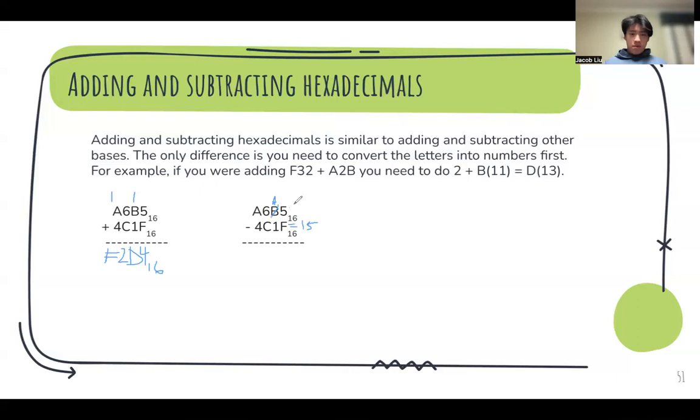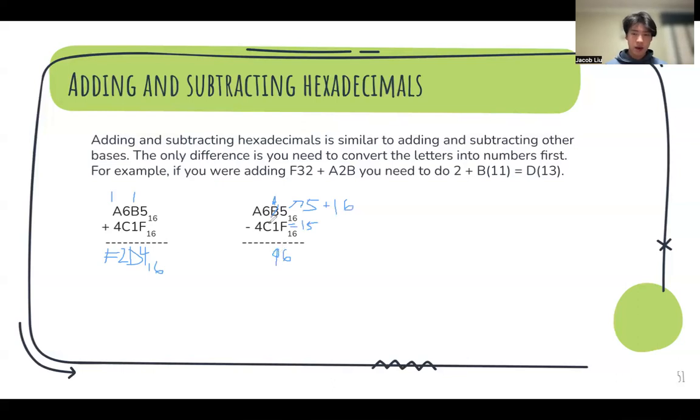And then 5 becomes actually 5 plus 16, because you essentially borrowed a 16. So now you're doing 5 plus 16 minus 15, which is 6. Yep. And 10 minus 1 is 9.